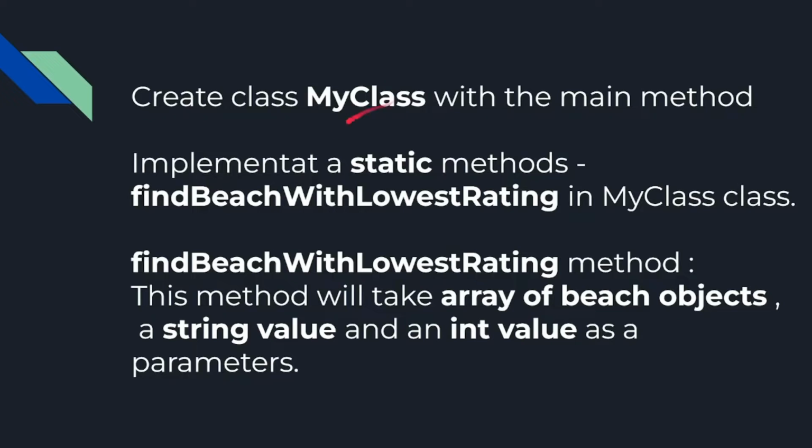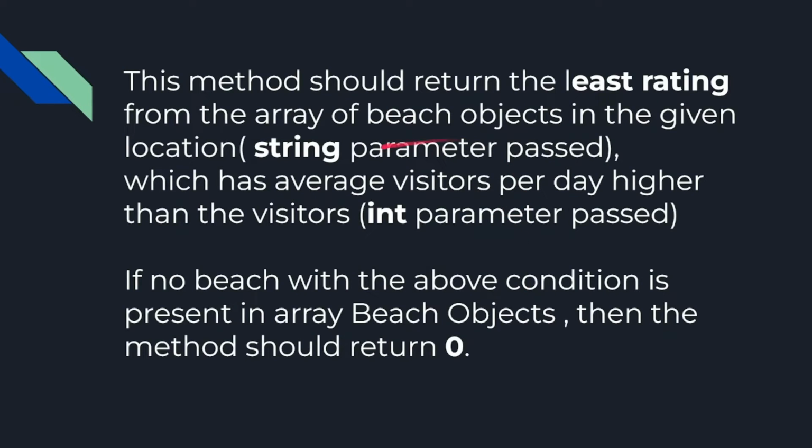We are also supposed to create parameterized constructors. Then they're asking us to create a class with the name MyClass, and then we are supposed to implement a static method with this name, findBeachWithLowestRating. The parameters for this method will be an array of Beach objects, a string value, and an int value. That is, in total this method will take 3 parameters. In this method they're asking us to return the least rating from the array of Beach objects, that is the first parameter.